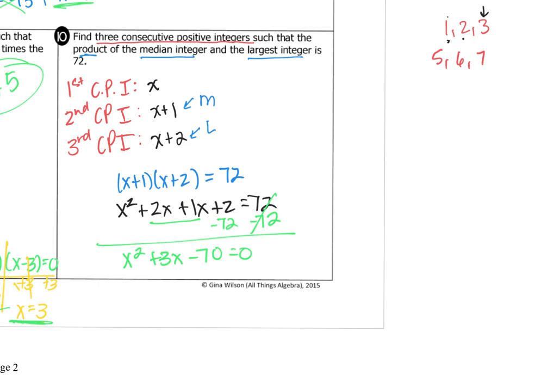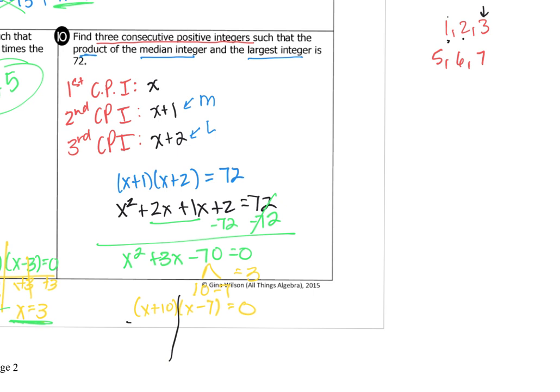So let's do 1, 2, 3 factor tree. What's multiplying to negative 70 and adding to 3? Well, that's going to be 10 and negative 7. We've had that on a different problem. That's cool. So we're going to write it as factors. X plus 10 times x minus 7 equals 0.